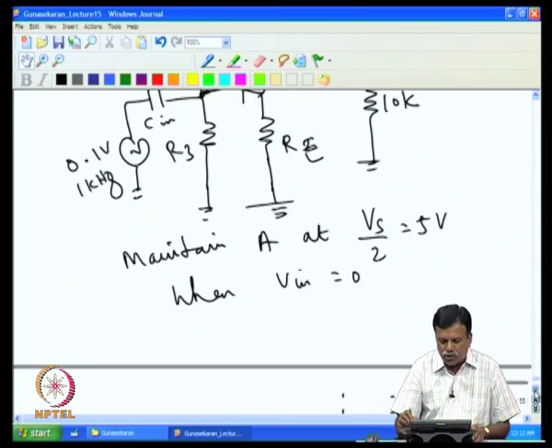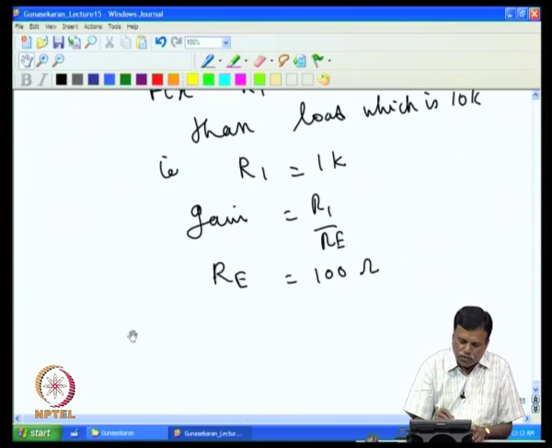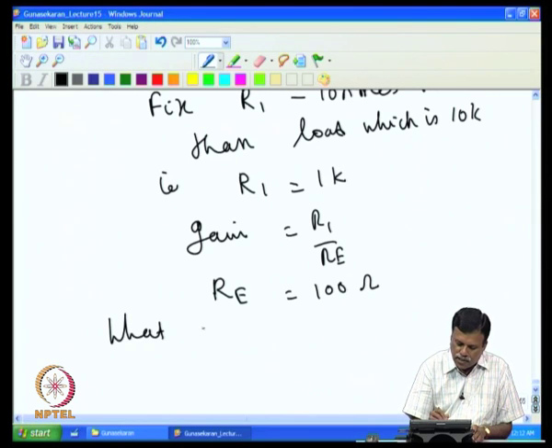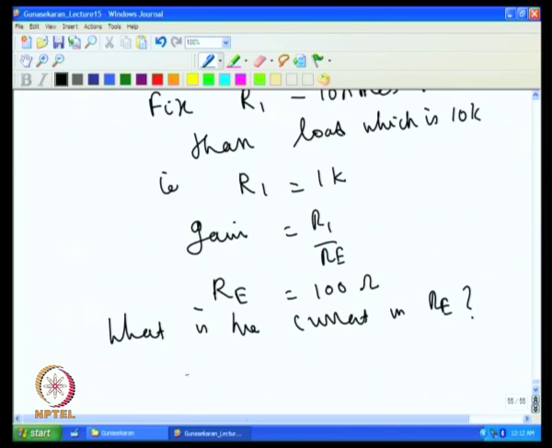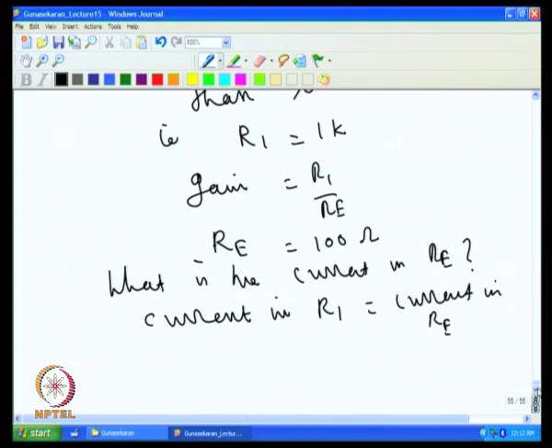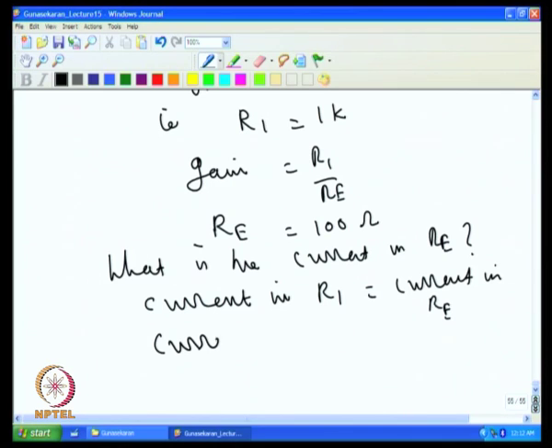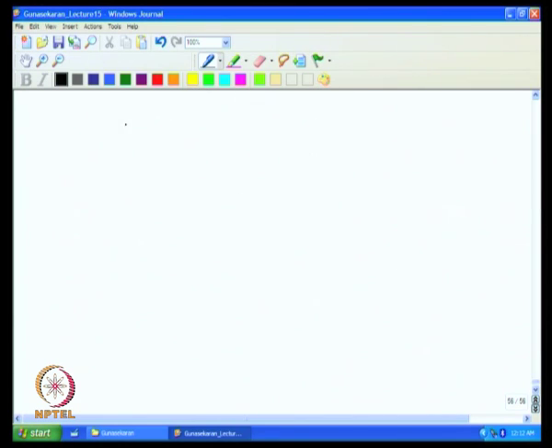So, the next step is finding the current through RE. What is the current in RE? That is the question. The current in R1 is equal to the current in RE. The current in R1 is actually 10 minus 5 divided by 1K, that is 5 milliamps. So, the current through R1 is 5 milliampere, and the current through RE is also 5 milliampere. So, the current in RE is known.